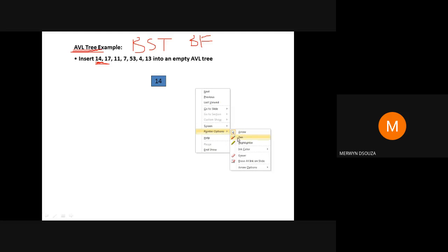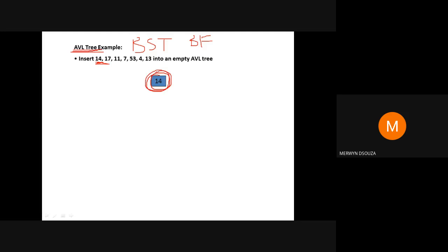You start inserting from the first value. Now remember, when you're creating an AVL tree, you're creating a binary search tree, but with a balance factor for each node. So the way you insert is the same as in a binary search tree; the rules are the same. Your first value, 14, will become the root node. Please draw these as circles. In my PPT they will come as rectangles or squares, but you draw them as circles or ovals.